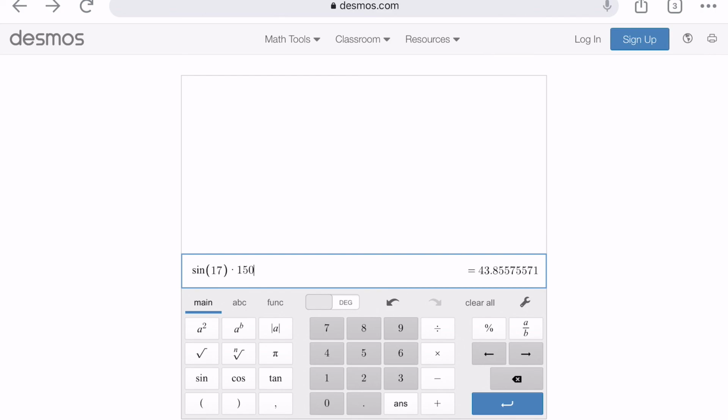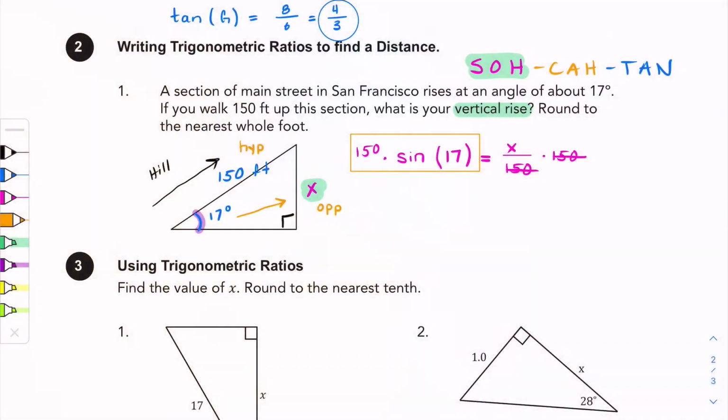And over here on the right side, you can see that this is equal to 43.85. So I'm going to round this to the nearest whole foot, because that's what the directions tell me, and I'm going to round this to 44 feet. So in this case, x is approximately 44 feet. And you should write your final answer in a sentence for problems like these, but I'm just going to say out loud, the vertical rise is approximately 44 feet.